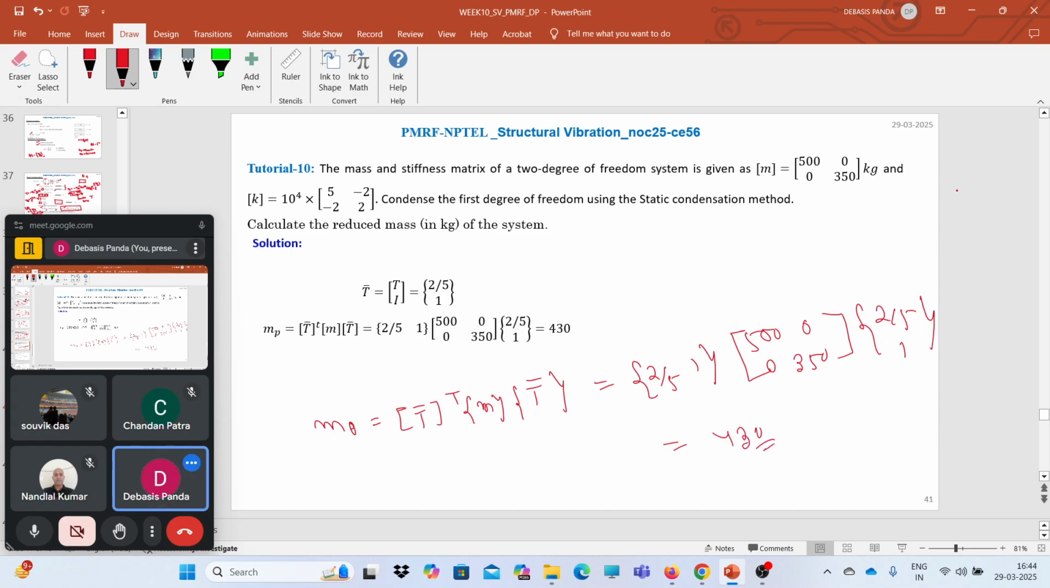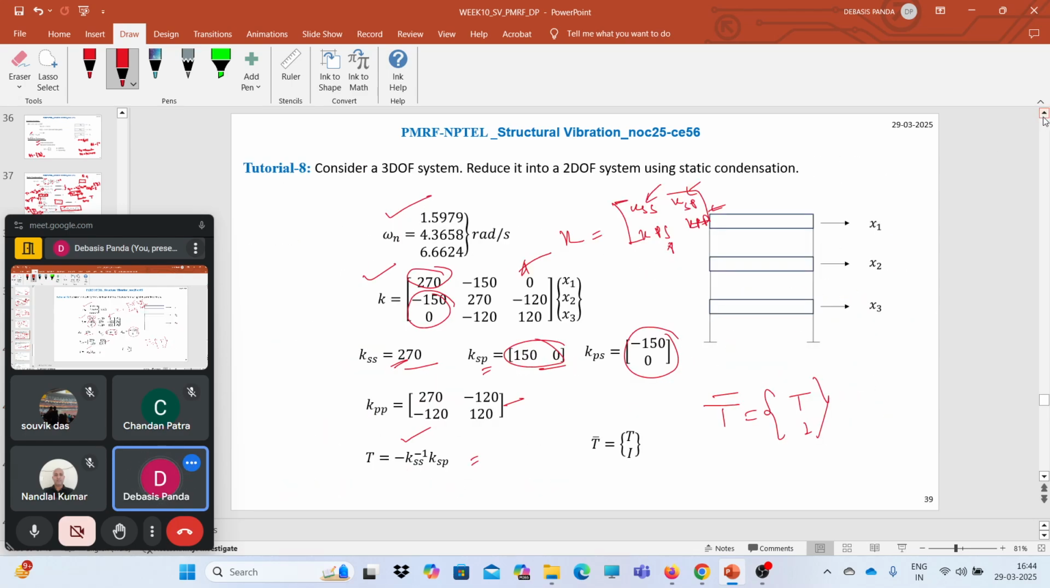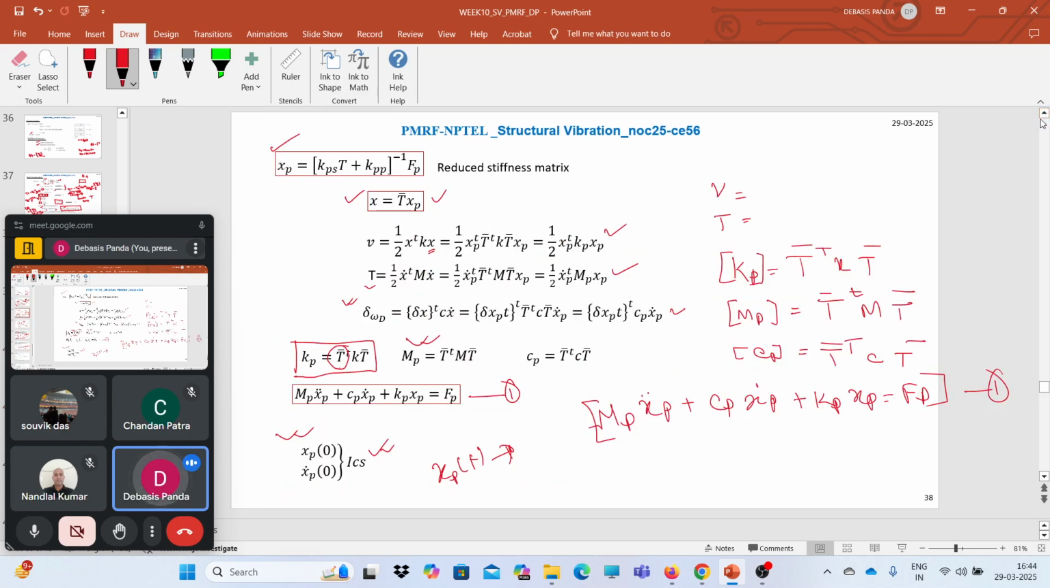Please check the calculations. So from the model reductions you need to understand how we can find out the reduced stiffness. This is your reduced stiffness matrix. This is your reduced mass matrix, and this is your reduced damping matrix.